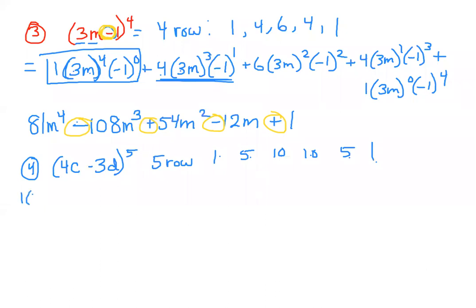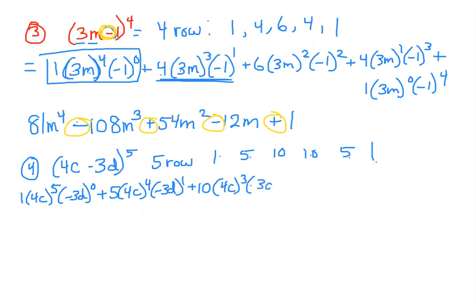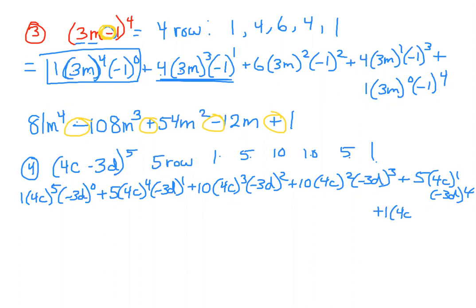So we have 1 times 4c to the 5th, negative 3d to the 0, plus 5, 4c to the 4th, negative 3d to the 1, plus 10 times 4c cubed, negative 3d squared, plus 10, 4c squared, negative 3d cubed, plus 5, 4c to the 1st, negative 3d to the 4th, plus 1 times 4c to the 0, negative 3d to the 5th. So let's go ahead and simplify this and see what it becomes.